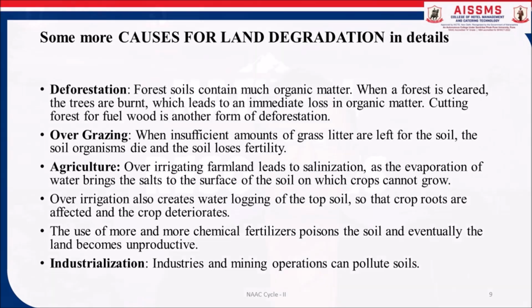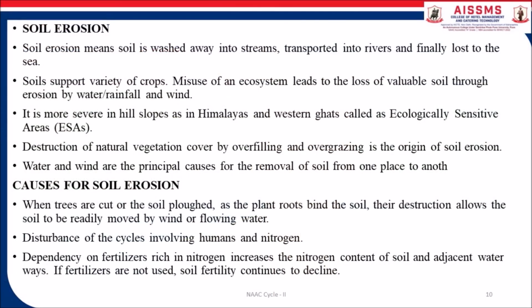Let us understand soil erosion. Soil erosion means soil is washed away into streams, transported into rivers and finally lost to the sea. Soil supports variety of crops. Misuse of an ecosystem leads to the loss of valuable soil through erosion by water, rainfall and wind. It is more severe in hill slopes, as the Himalayas and Western Ghats, called ecologically sensitive areas.